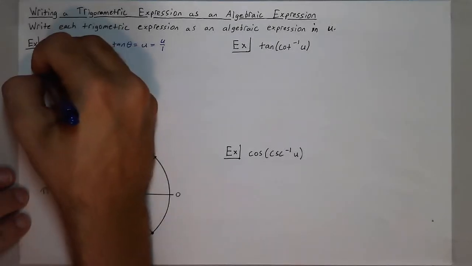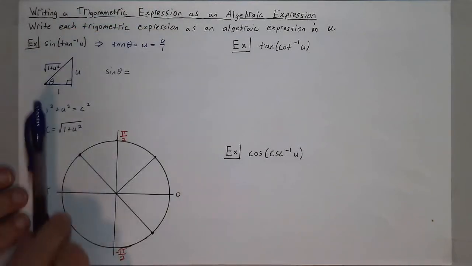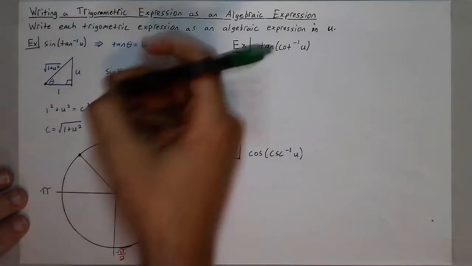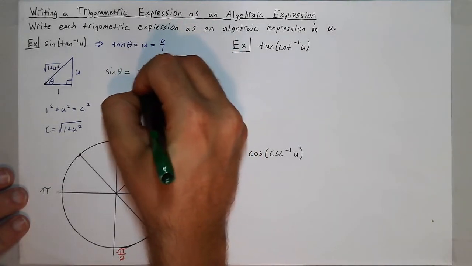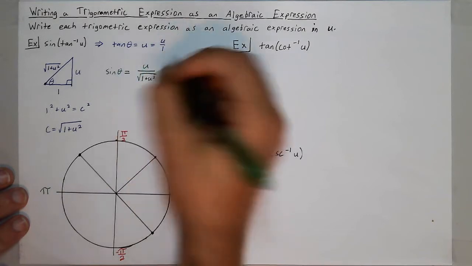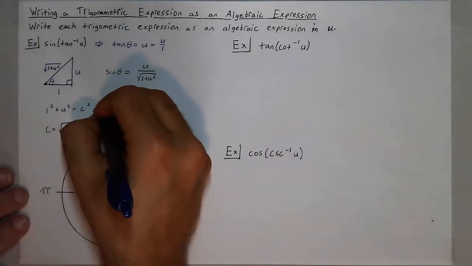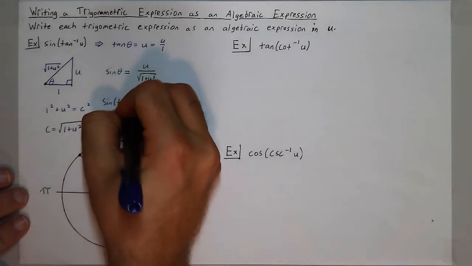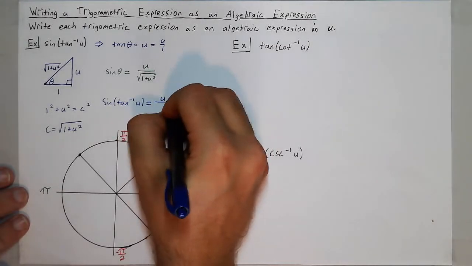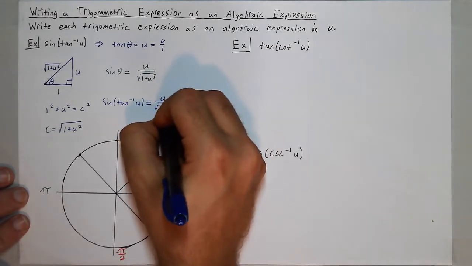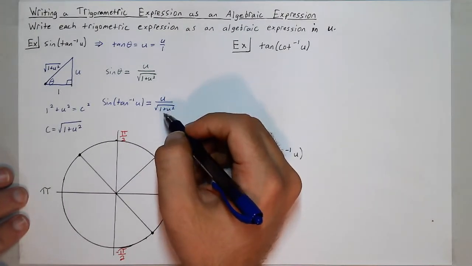So the hypotenuse is the square root of 1 plus u squared. So now sine would be u over the square root of 1 plus u squared. So this expression here, sine of tangent inverse of u, is equal to u over the square root of 1 plus u squared, which accounts for both the positive and negative values you might get with sine.